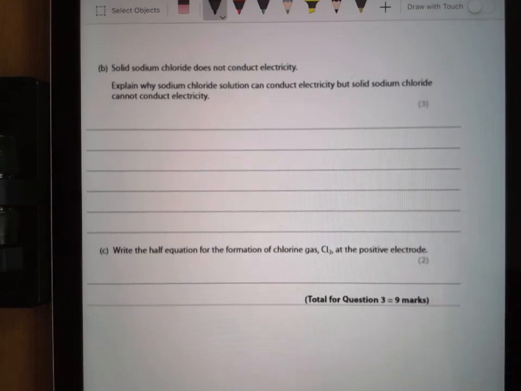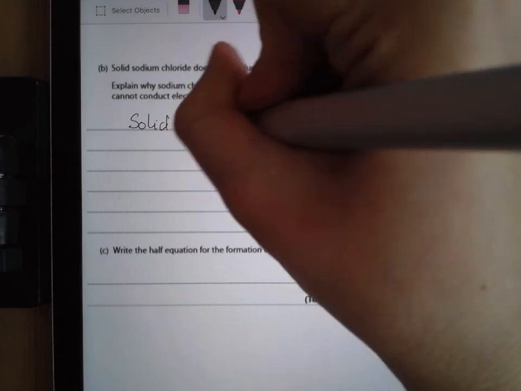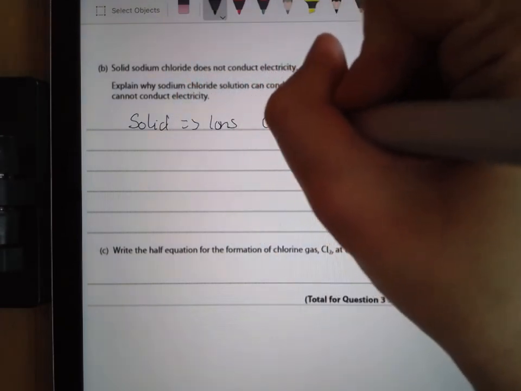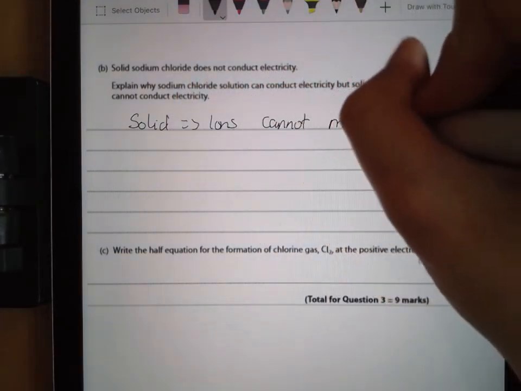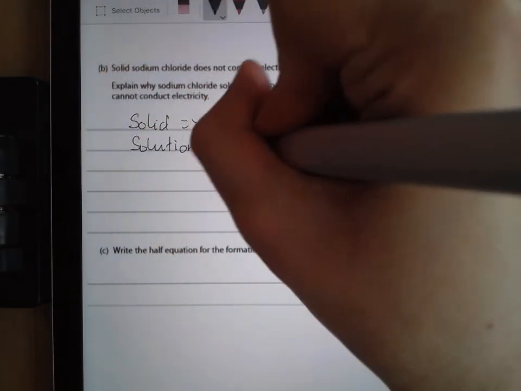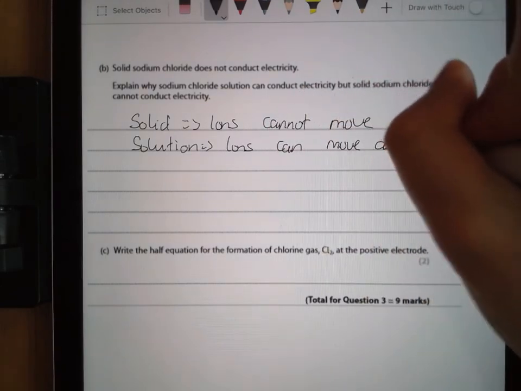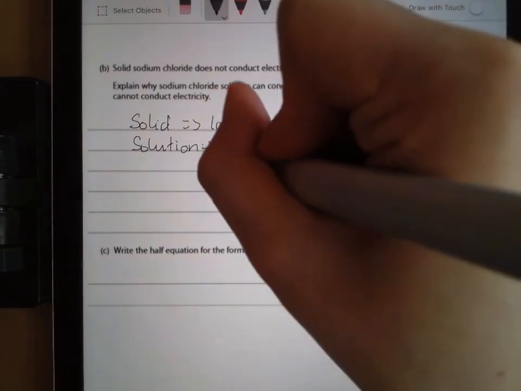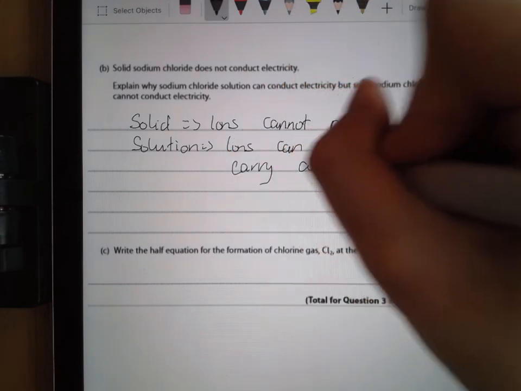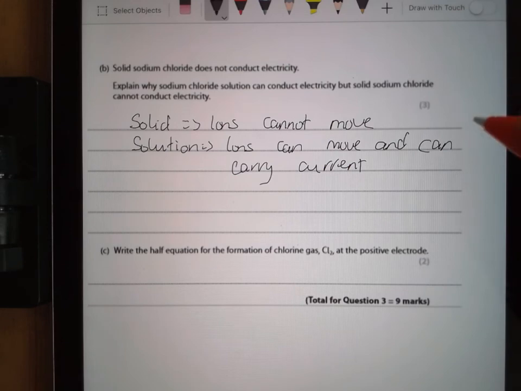Why does the solution conduct electricity, but solid doesn't? We've had this so many times. And you're going to write in the solid, the ions cannot move. And in the solution, the ions can move and can carry current. You have to mention ions. Ions cannot move, ions can move for your 3 marks.